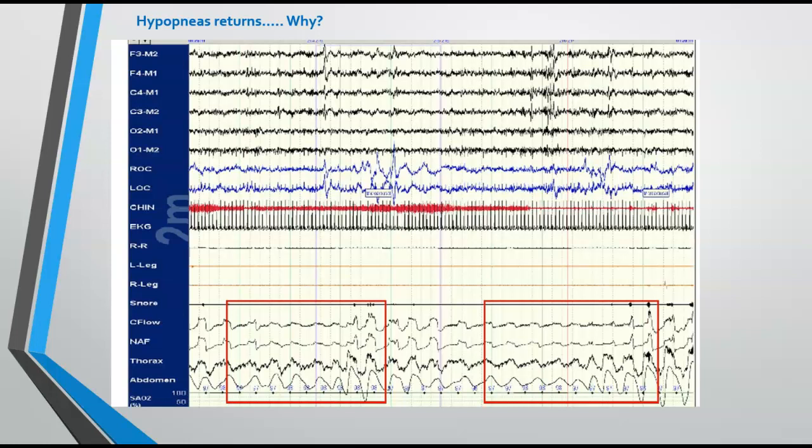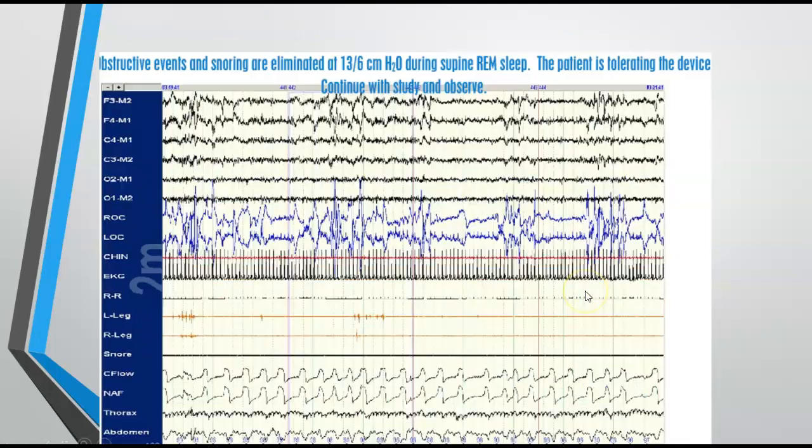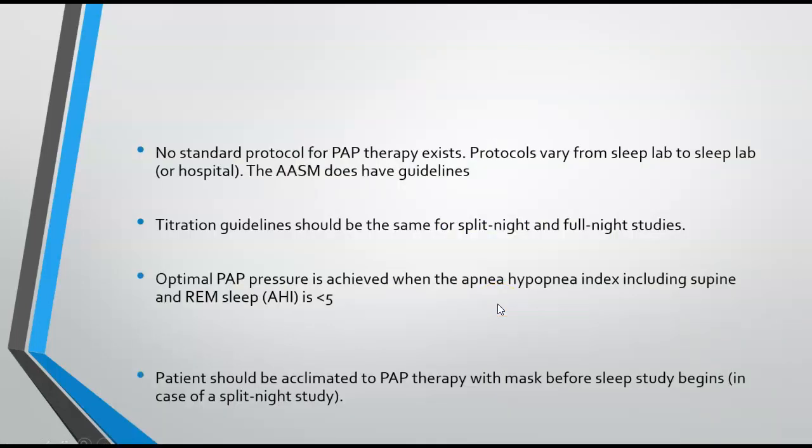What will you do next? The patient is already on 12 over 6, so you will increase only IPAP because again, it's only hypopnea. So it is now 13 over 6. Obstruction and snoring are eliminated at 13 over 6, and the patient is tolerating supine REM sleep and having very good REM sleep without any respiratory events. What will you do? You just observe and monitor. So this is how you do bilevel titration studies.